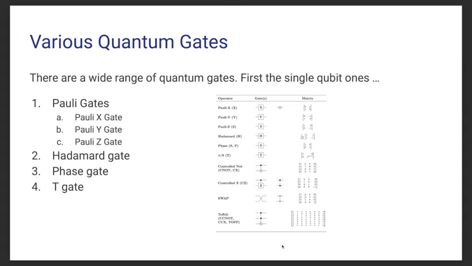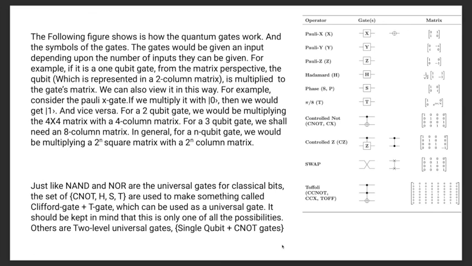For example, consider the Pauli X gate. It is used to invert the qubit. So if you use Pauli X on ket 0, it shall become ket 1, and if you use it on ket 1, it shall become ket 0. The following image consists of the manipulations and matrices of the quantum gates.